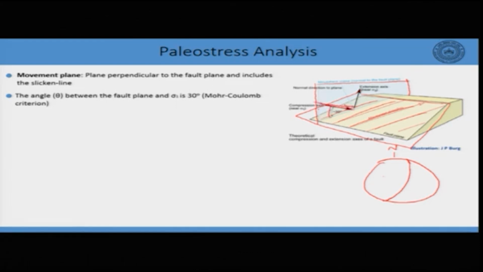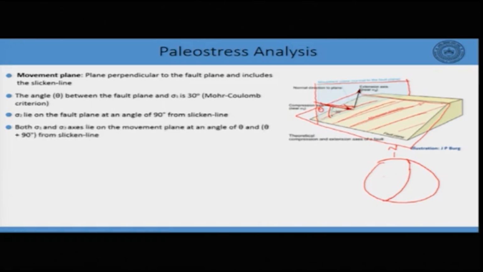Here this is 30 degrees, this is theta. We have seen that sigma 2 lies on the fault plane, so on the stereonet we plot sigma 2 at 90 degrees from the striation line on the fault plane, because in the previous illustration sigma 2 always lies on the fault plane, and sigma 1 and sigma 3 are perpendicular to sigma 2. We then plot sigma 1 and sigma 3 on the movement plane at angles theta and theta plus 90 degrees from the striation line, and theta is 30 degrees for sigma 1.